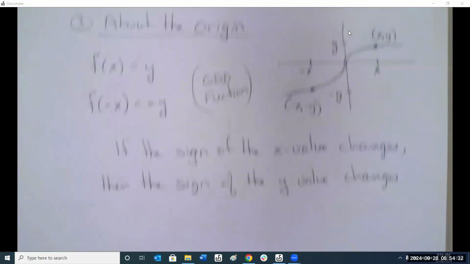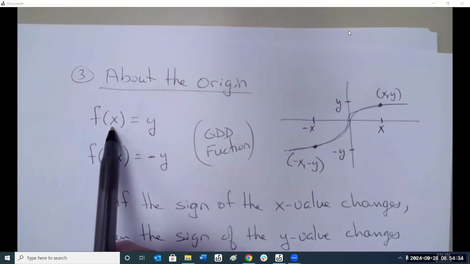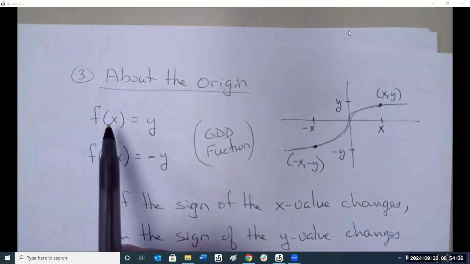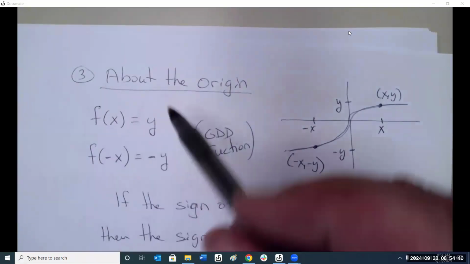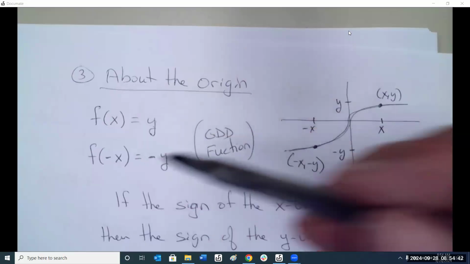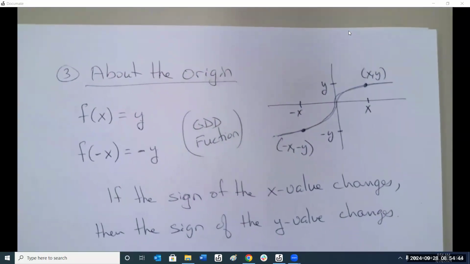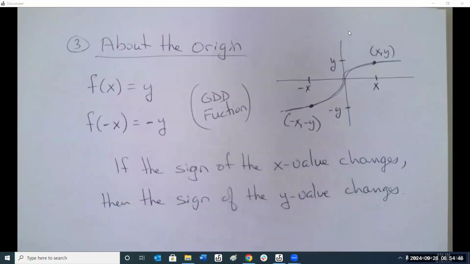Again, the way you test it, plug it in. If I give you a function, plug in a value X, I don't care, it could be a 2. Then plug in -2 and see if you get the same number but different signs. Then it's an odd function. It's symmetric about the origin.